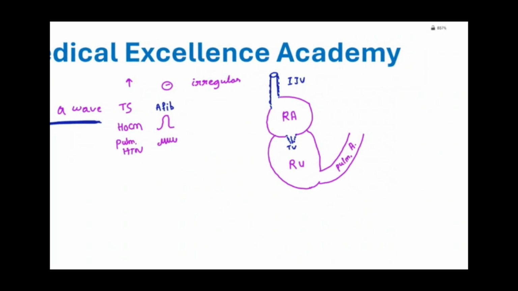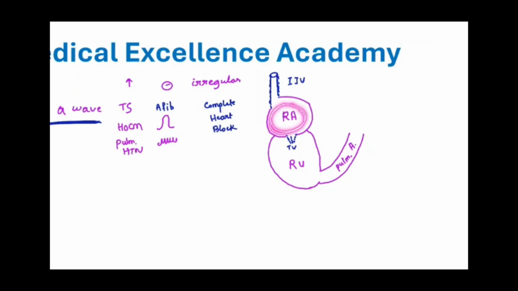Now coming to the situation where A waves are irregular. What was the normal regularity? The normal regular rhythm was first the atria will contract and then the ventricle will contract, the right ventricle. This was normal regularity. If this is broken, it is seen in something known as complete heart block. In complete heart block, what happens? Atria and ventricles beat independently of each other. So what does this mean?